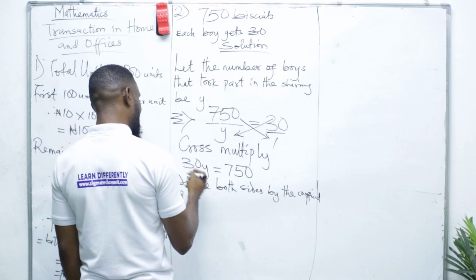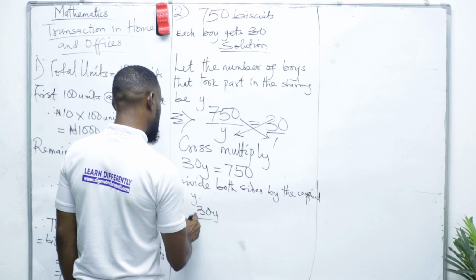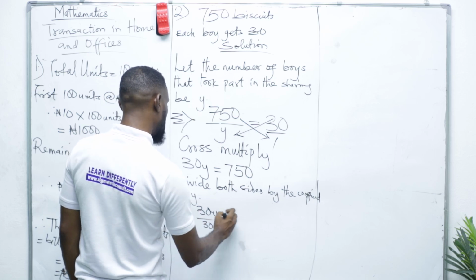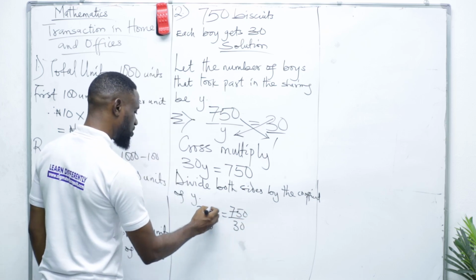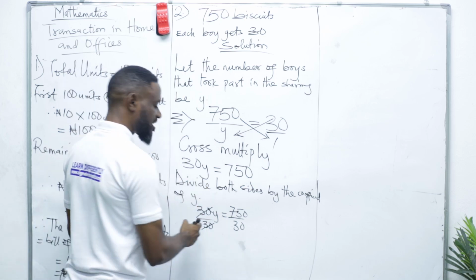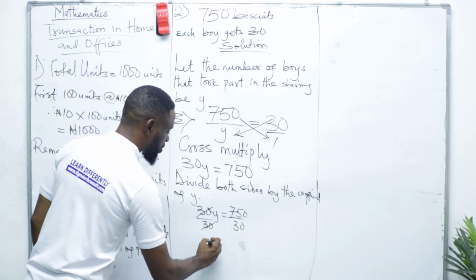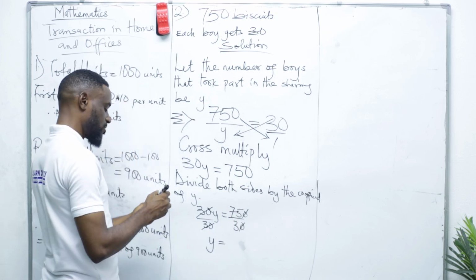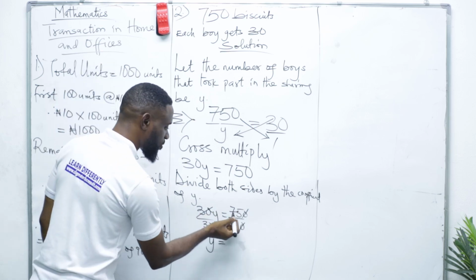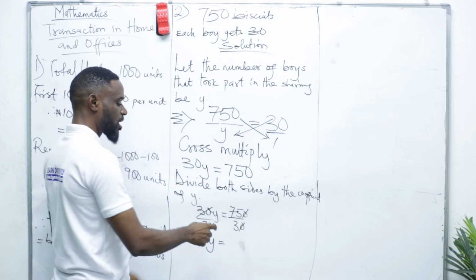Coefficient of Y is 30. So this means 30Y all over 30 is equal to 750 also all over 30. So take this away. 30 divided by 30 is 1. 1 divided by 1 is 1. 1 times Y is Y. So Y is equal to, this will cancel this, right? Good. 3 into 7, we have 75 now because 0 has cancelled this one.